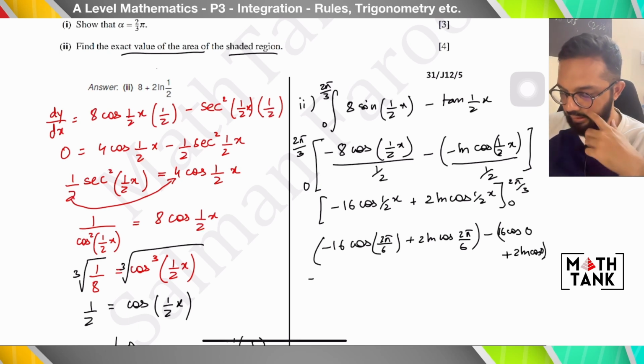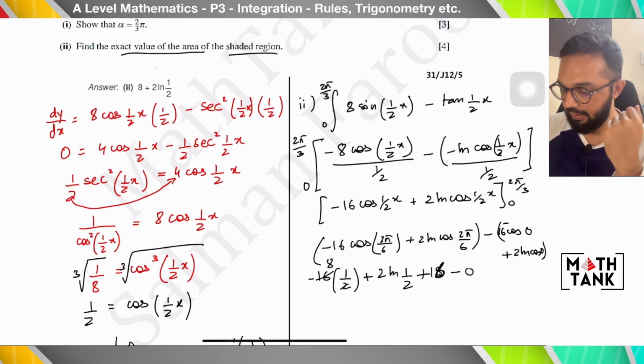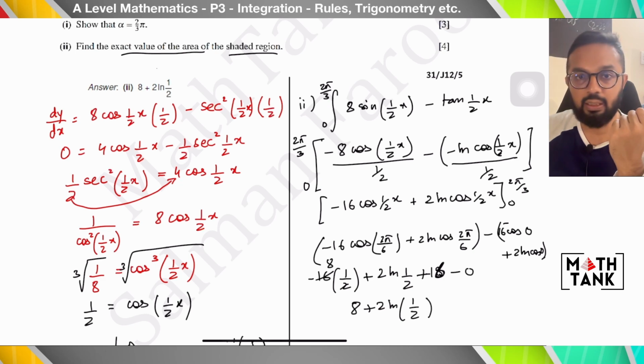16 into half plus 2 ln 1/2, minus 16 cos of 0 is minus 16, and then 0. So that gives me, this is a minus 16, so this should be a plus 16. 16 minus 8 gives me 8 plus 2 ln 1/2, and that is my final answer.